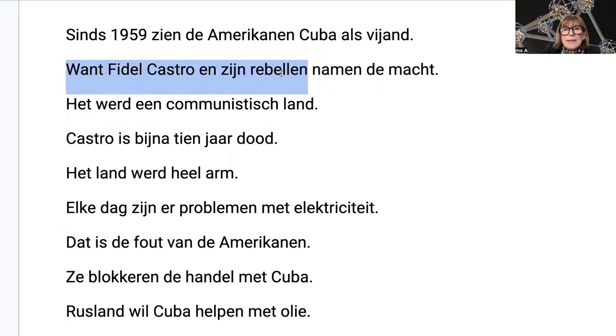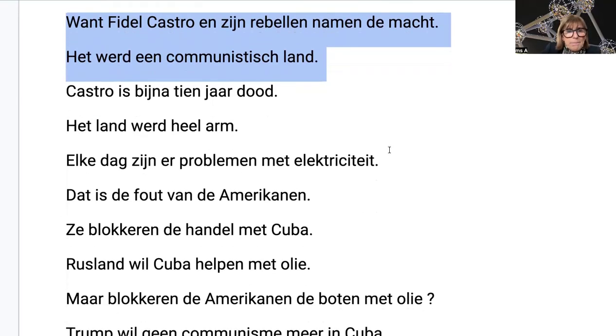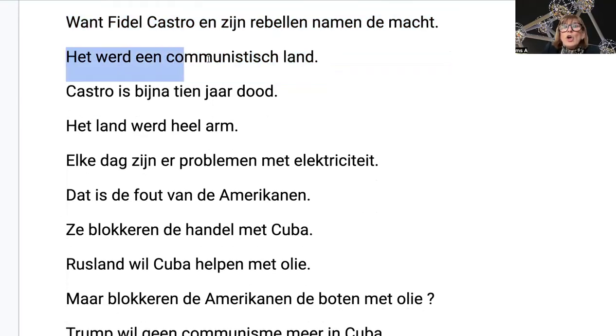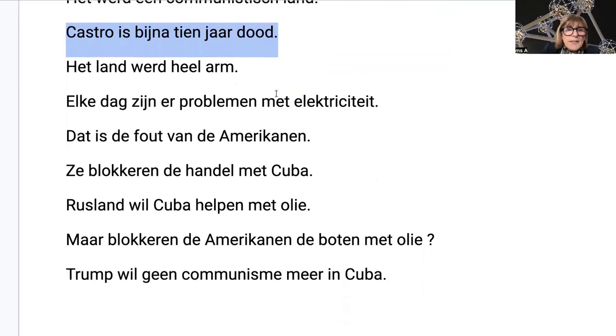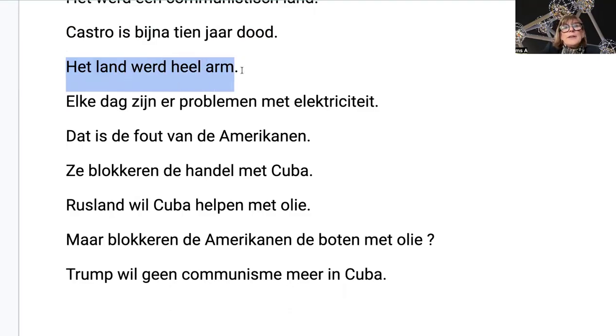Want Fidel Castro en zijn rebellen namen de macht. Because Fidel Castro and his rebels took the power, de macht. Het werd een communistisch land. It became a communist country. Castro is bijna 10 jaar dood. So Castro is almost 10 years dead. So since 10 years. Het land werd heel arm. The country became very poor.